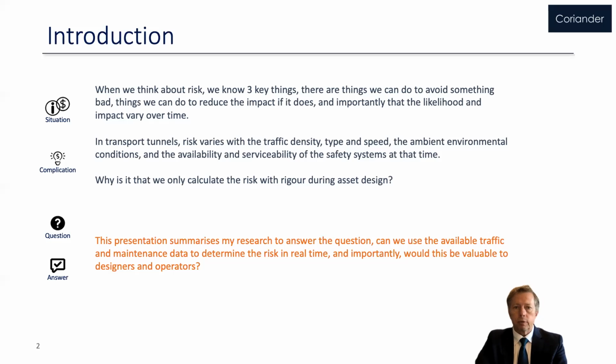When we think about risk, we know three things. We know that we can avoid something bad, and there are things we can do to help reduce the likelihood of that happening. There are also things we can do to reduce the impact if something bad does happen. And we also know that both the likelihood and the impact vary over time.